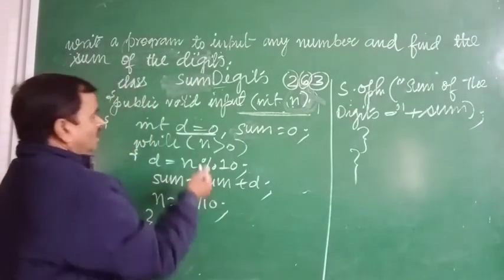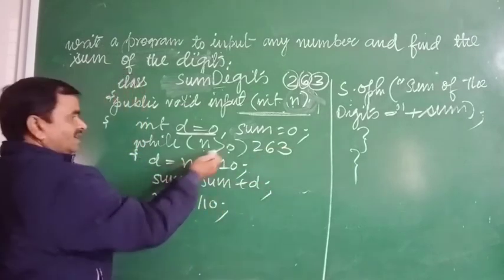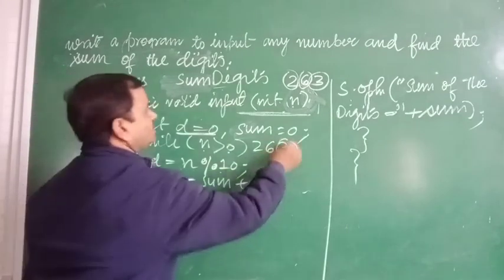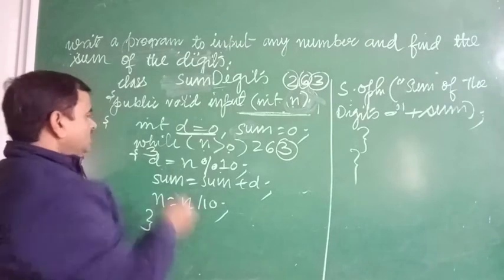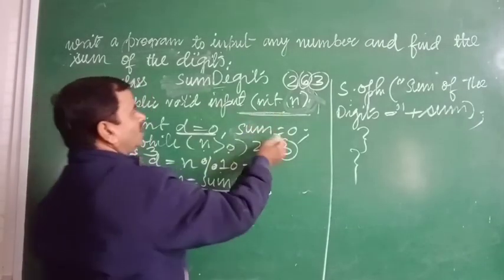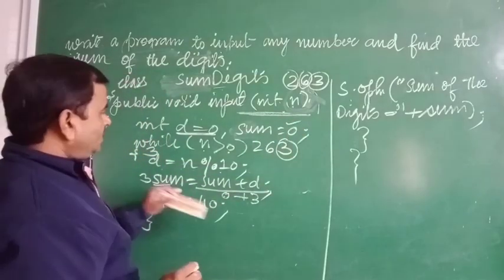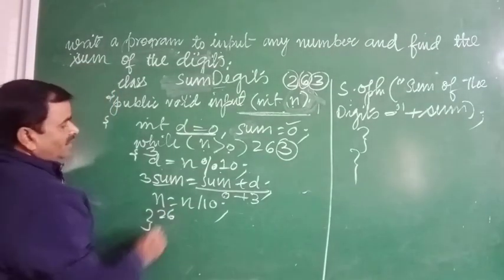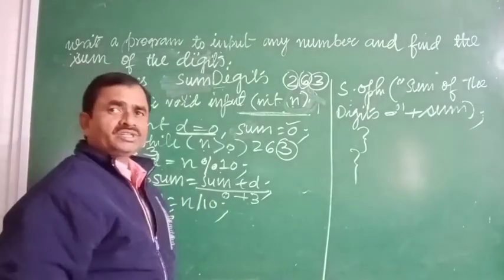So here, while n greater than 0, this is 263. Condition is true, d equal to n modulus 10. So here is the modulus symbol. It will give the last digit in variable d. This is the remainder. Sum equal to sum plus d. Sum is 0 and d is 3, so 0 plus 3 equal to 3. The value of sum will be 3. n equal to n upon 10. This is 263, but now the value will be 26 because this is the slash symbol and it divides and takes the quotient as the answer.